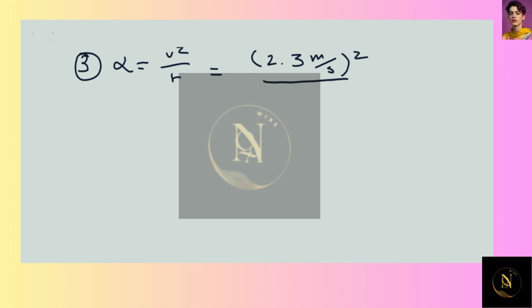All right, so now our third example. Same formula, same process, we're just going to plug in. We know that our v is 2.3 meters per second squared, and we're dividing that by 1.8 meters. All we're going to do is plug that into our calculator. We're going to get that that's equal to 2.932 meters per second squared, which we're just going to round to 2.9 meters per second squared.